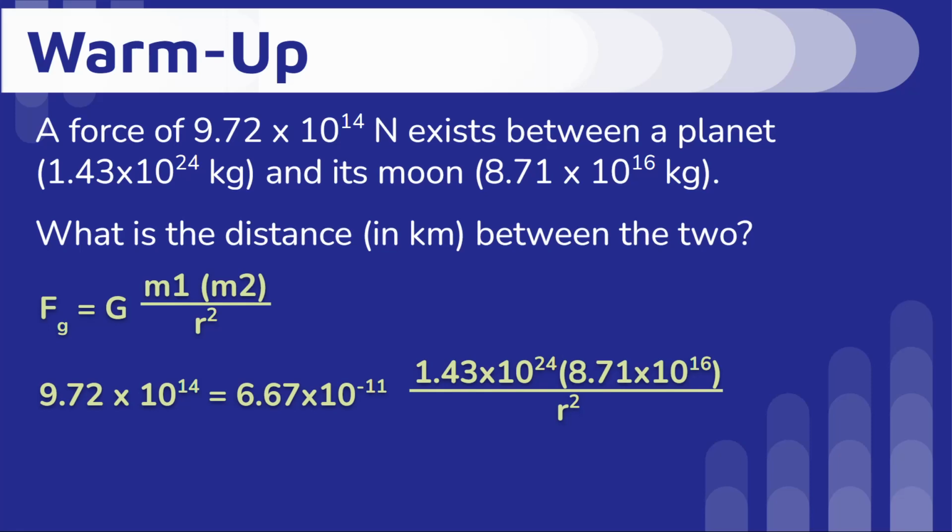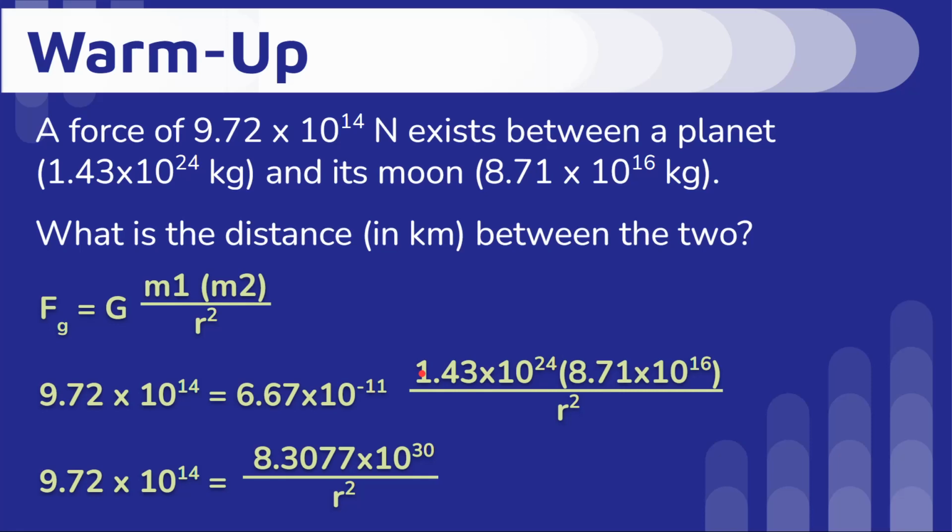So there are a couple different ways you can approach this for this first step. But what I went ahead and did is I took all these numbers on the right-hand side and multiplied them all together, because I am multiplying them in this equation. I have 6.67 times 10 to the negative 11th times this stuff. And if I multiply all of those together, I get this. Okay, and I did round it, but I left several decimal places there. But I have 9.72 times 10 to the 14th equals 8.3077 times 10 to the 30th over r squared.